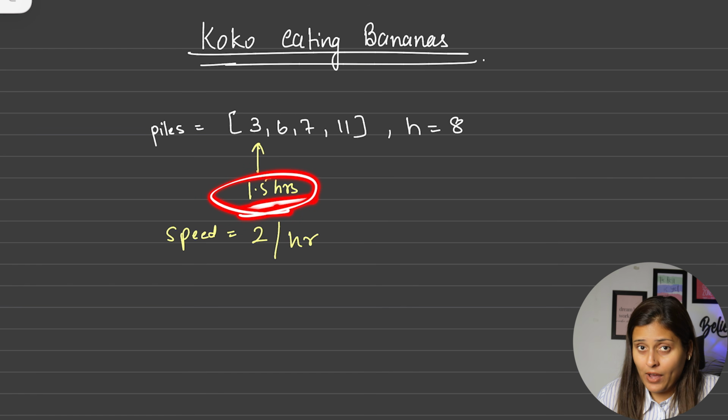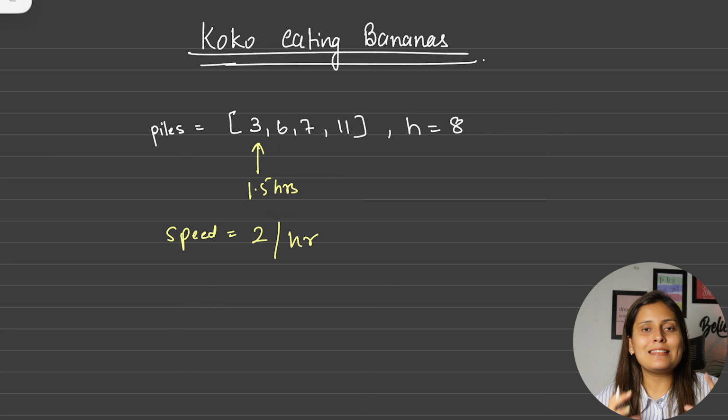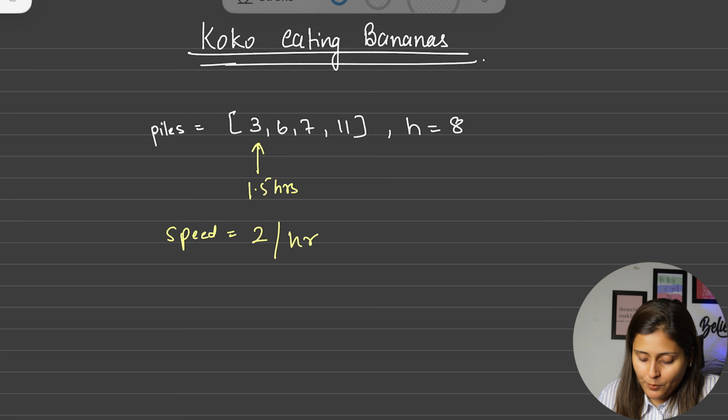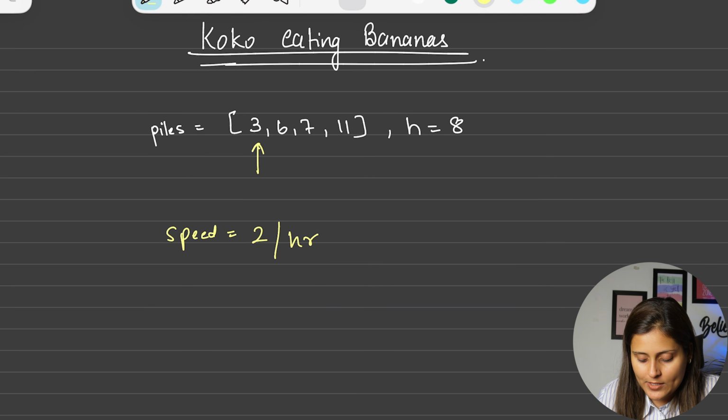So after these 1.5 hours, she cannot go to the next pile and eat. No, she has to wait for the entire integral hour. So it just says that we have to take the ceil values, correct? So basically 1.5 hours means you have to take 2 hours.